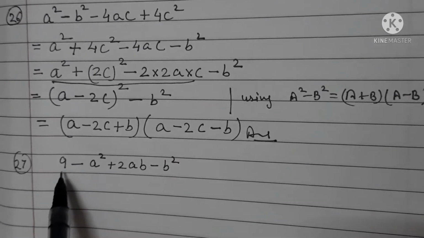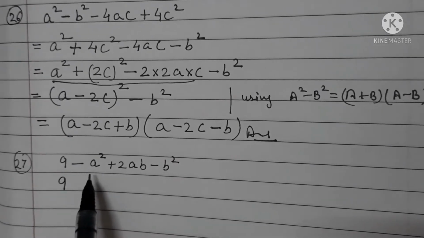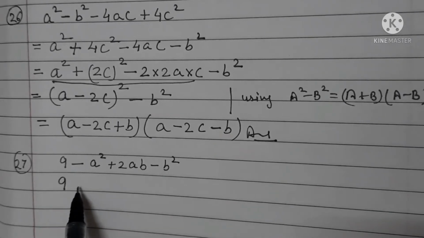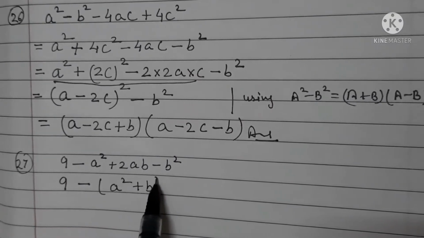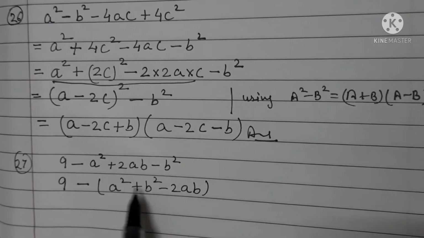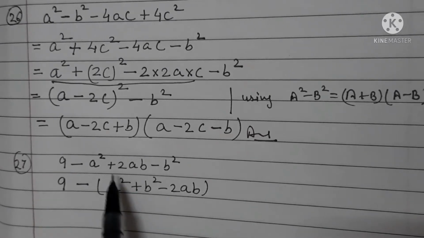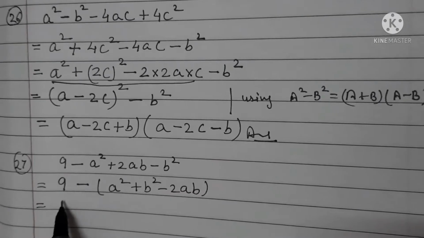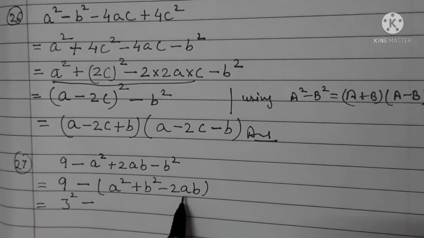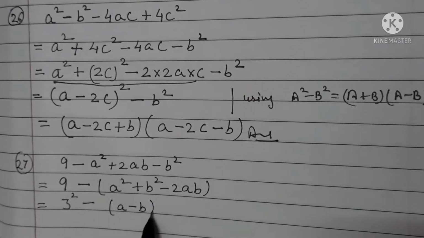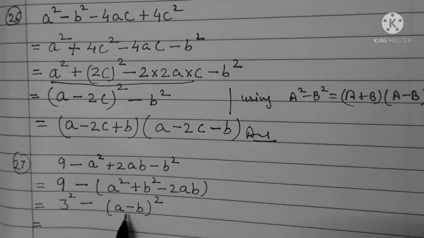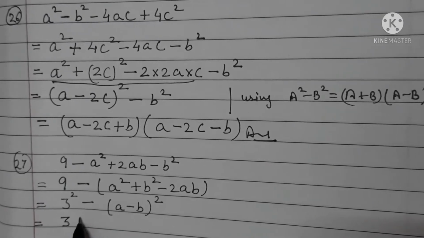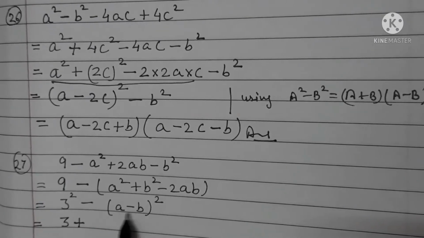You can write first 9, then putting together these three by taking minus common, minus, and write down a square plus b square minus 2ab, because we have taken minus common, so minus minus plus. Now this you can write as 3 square minus, this is (a minus b) whole square. So it becomes a square minus b square, identity. Now (a plus b) and (a minus b). So 3 plus, this bracket, a minus b.